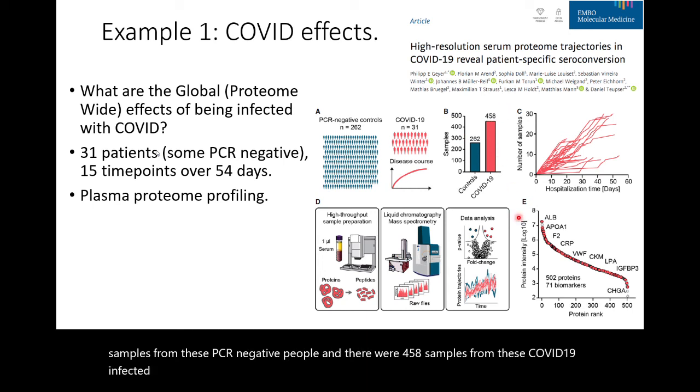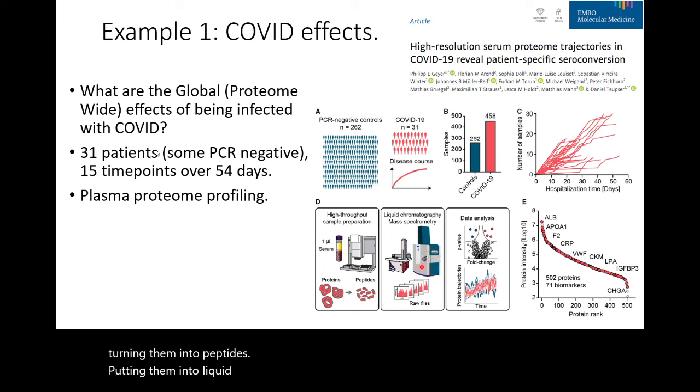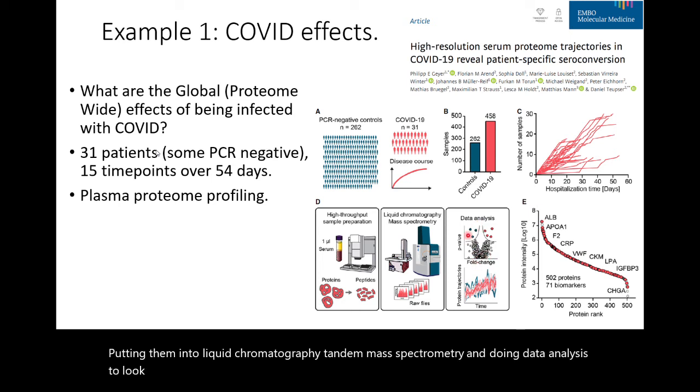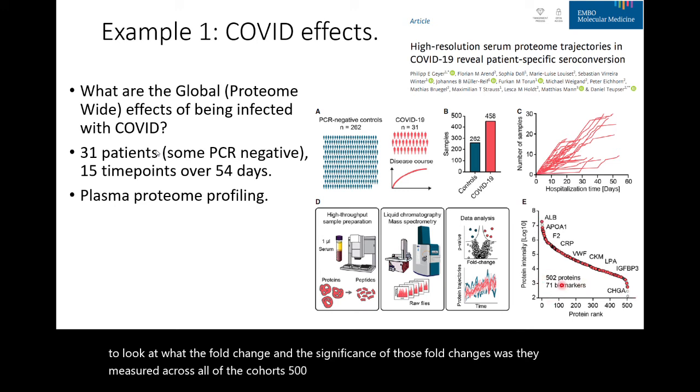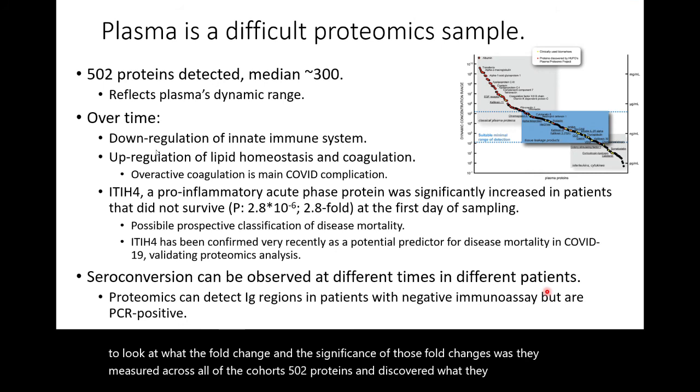By analysing their plasma, by taking a microliter, isolating the proteins, turning them into peptides, putting them into liquid chromatography, tandem mass spectrometry, and doing data analysis to look at what the fold change and the significance of those fold changes was, they measured across all of the cohorts 502 proteins and discovered what they considered to be 71 different biomarkers.